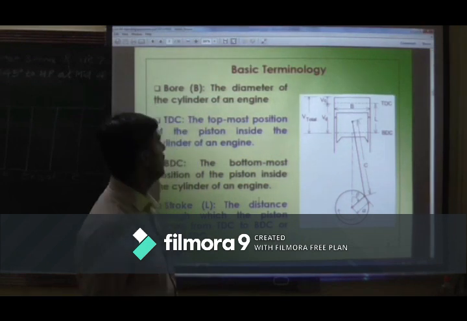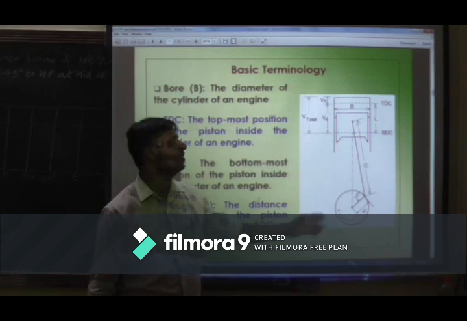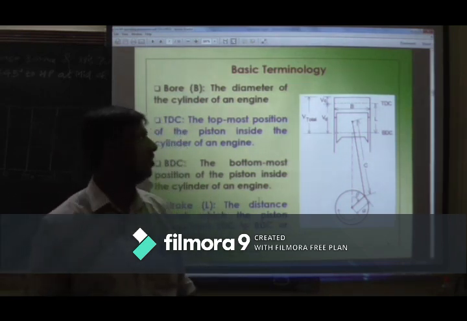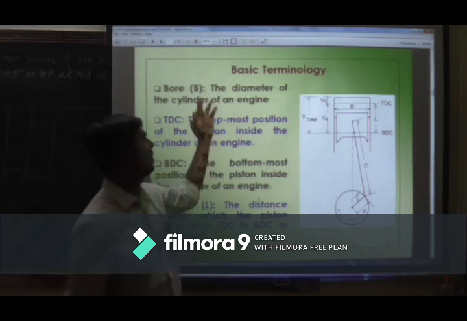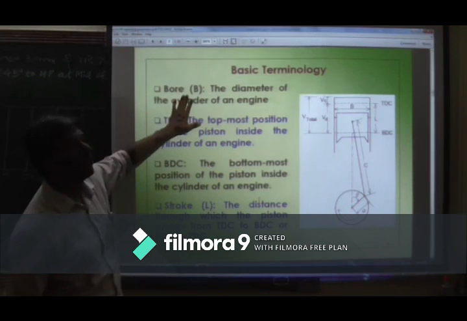Okay. Also we are familiar with basic terminology. In unit 1 only we have studied this. Let's revise this because we have to solve some examples on this engine performance. So we require all these parameters. Okay, bore diameter. What is bore diameter?